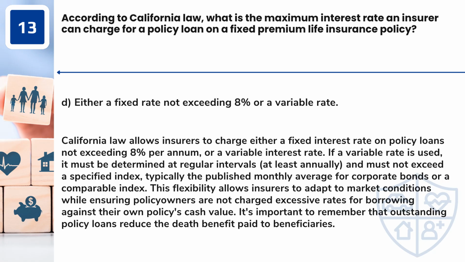Answer: D. Either a fixed rate not exceeding 8% or a variable rate. California law allows insurers to charge either a fixed interest rate on policy loans not exceeding 8% per annum, or a variable interest rate. If a variable rate is used, it must be determined at regular intervals, at least annually, and must not exceed a specified index, typically the published monthly average for corporate bonds or a comparable index.